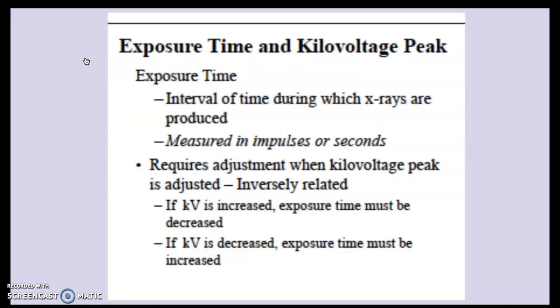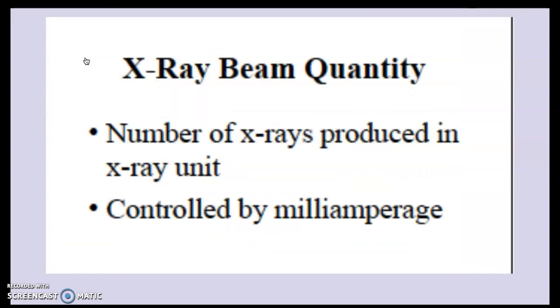Exposure time. This is the interval of time during which X-rays are produced. It's measured in impulses or seconds, and it is inversely related to the kilovoltage. So when kV goes up, exposure time has to go down. If kV goes down, exposure time has to go up.